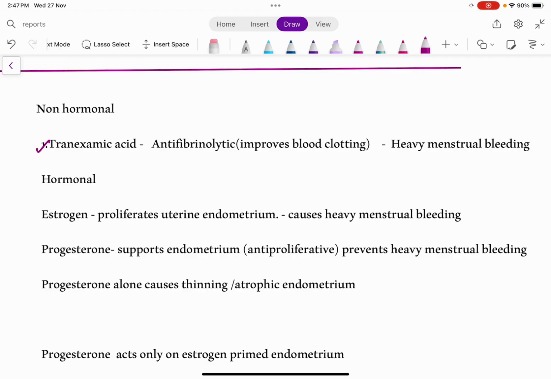Tranexamic acid is the non-hormonal treatment which is given to a female with complaints of heavy menstrual bleeding. It belongs to a group of drugs called antifibrinolytics. Fibrinolytic means breakage of fibrin, so there is going to be breakage of the blood clots. Antifibrinolytic means it is going to improve the blood clotting in the female who has heavy menstrual bleeding. Once the blood clots, she will be prevented from heavy menstrual bleeding.